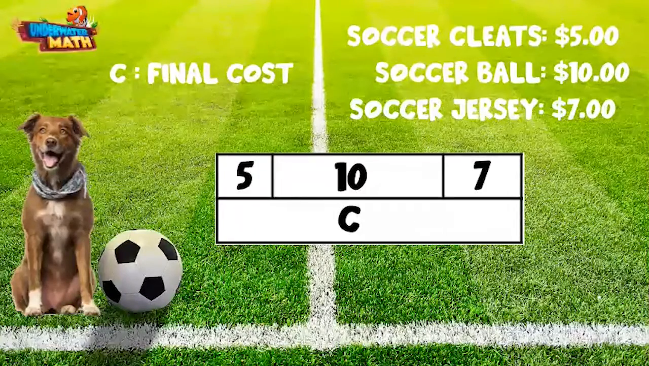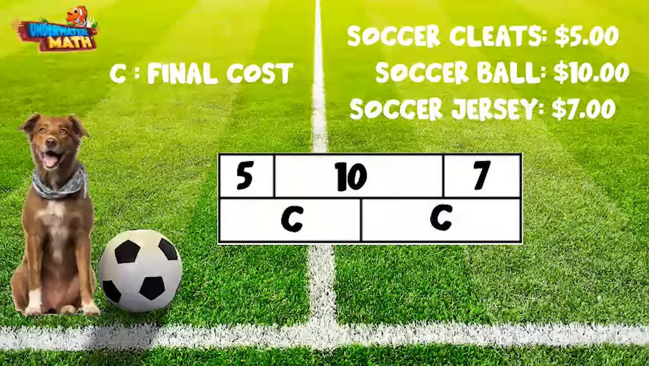Now, remember, my mom is going to split the cost evenly. We can show that by splitting the bottom row, c, into two separate equal-sized boxes. We still don't know the number c represents, so we can just put a c in both boxes.